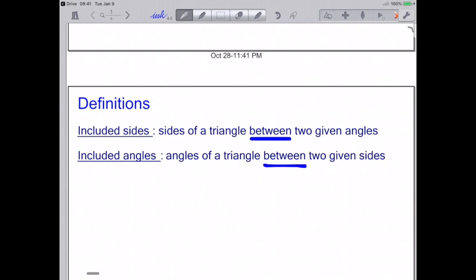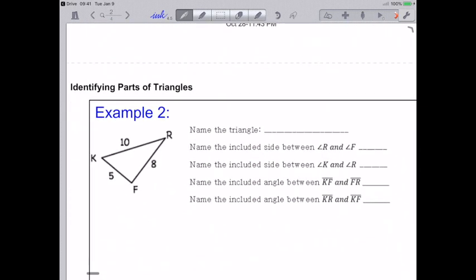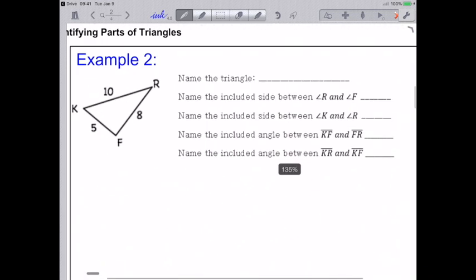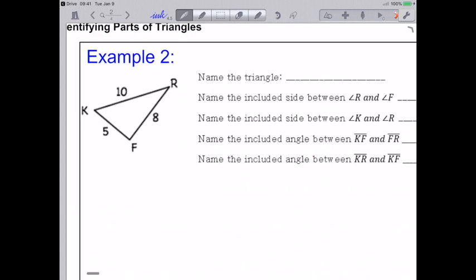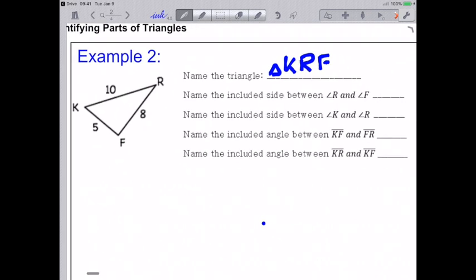Now, why we talk about this now is we're going to talk about included sides and included angles a lot when we begin to do proofs, which will begin very, very soon. Now, we're going to talk about some examples, how we name triangles and name included sides and included angles. So this triangle, my vertices are labeled with the letters K, R, and F, so I'm going to name it triangle KRF.